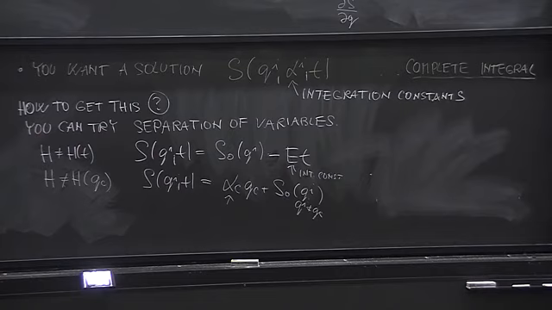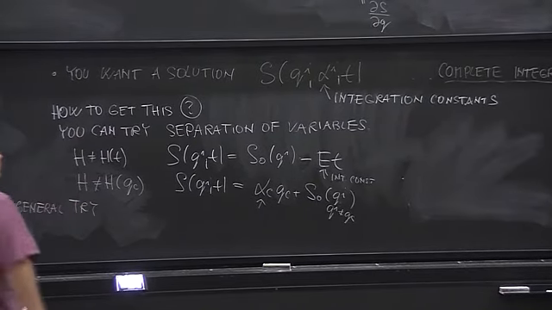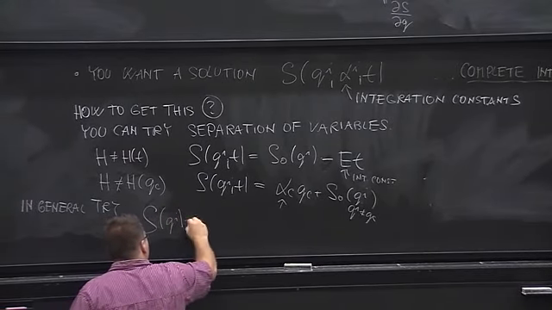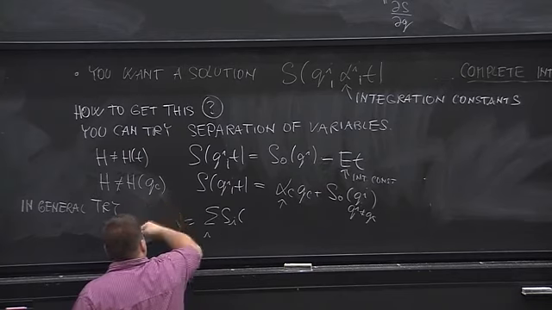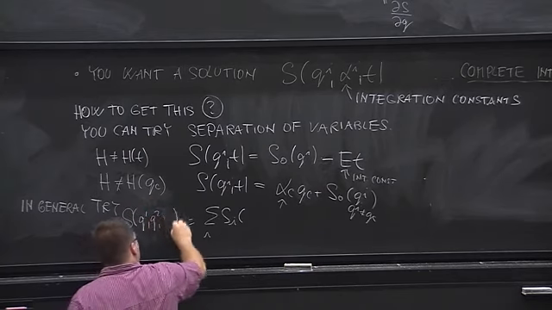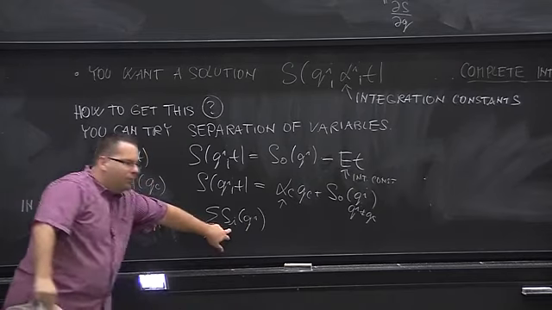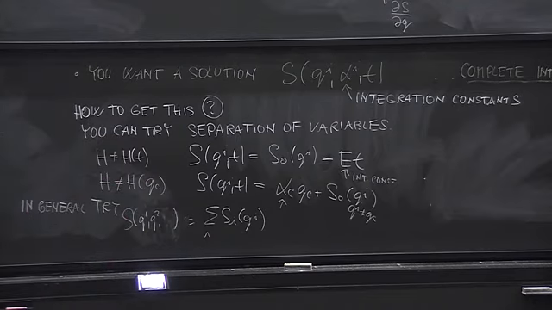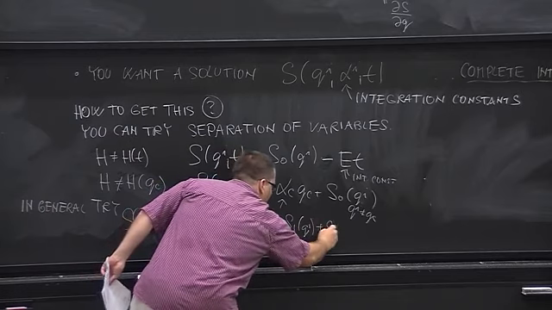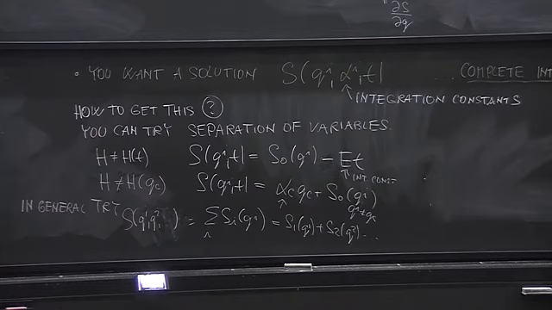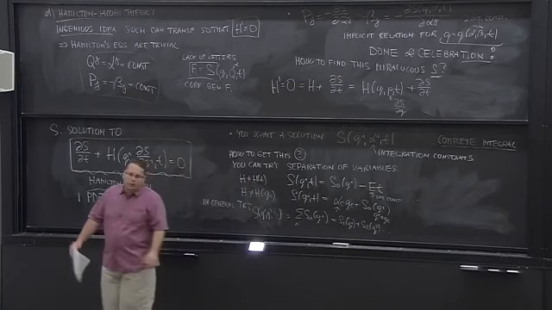In general, you may try just an additive separation. You write S of Qi to be a sum over i of Si, where Si depends only on Qi. So S1 is a function of Q1 only, S2 of Q2, and so on. You may try this ansatz. In most cases, it will not work. But there are some cases when it will work, and it gives you the complete integral, and then you can integrate the motion.